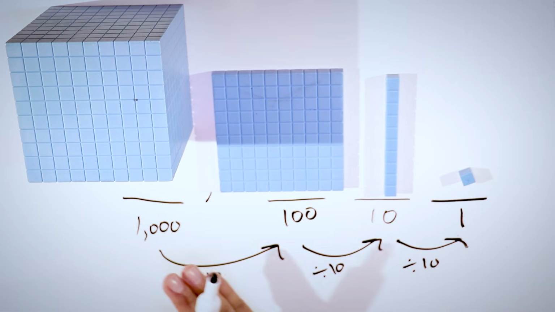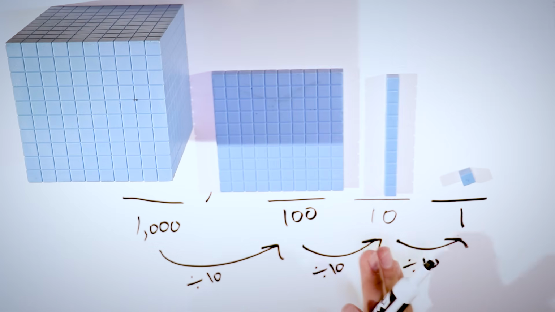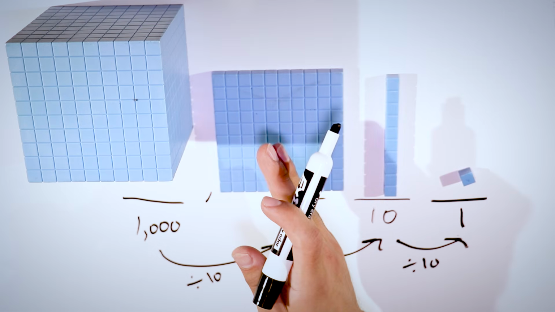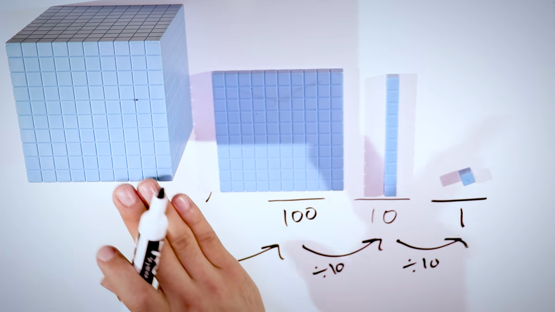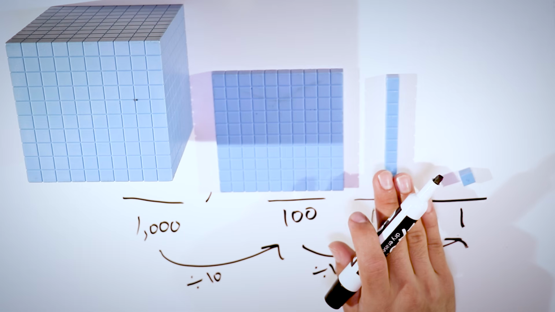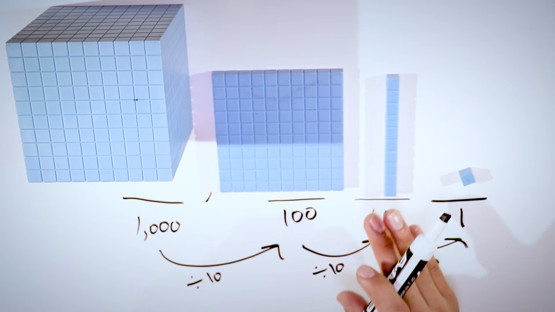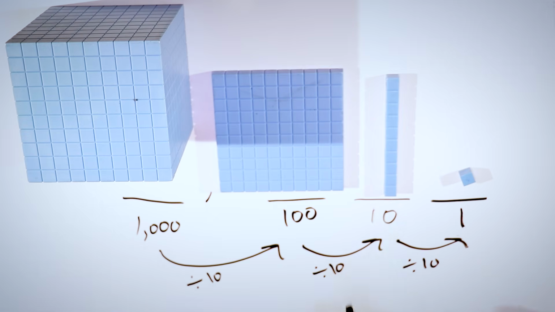So again, guys, as we move to the right on the place value chart, we undo each one by dividing by 10, which makes it a tenth. So 100 is 1/10 of 1,000, 10 is 1/10 of 100, and 1 is 1/10 of 10. So that is the place value relationships, guys.